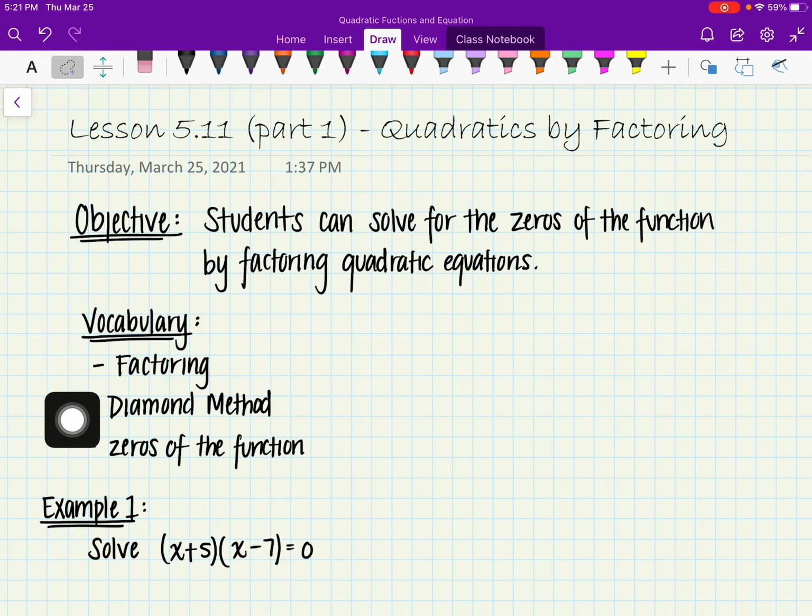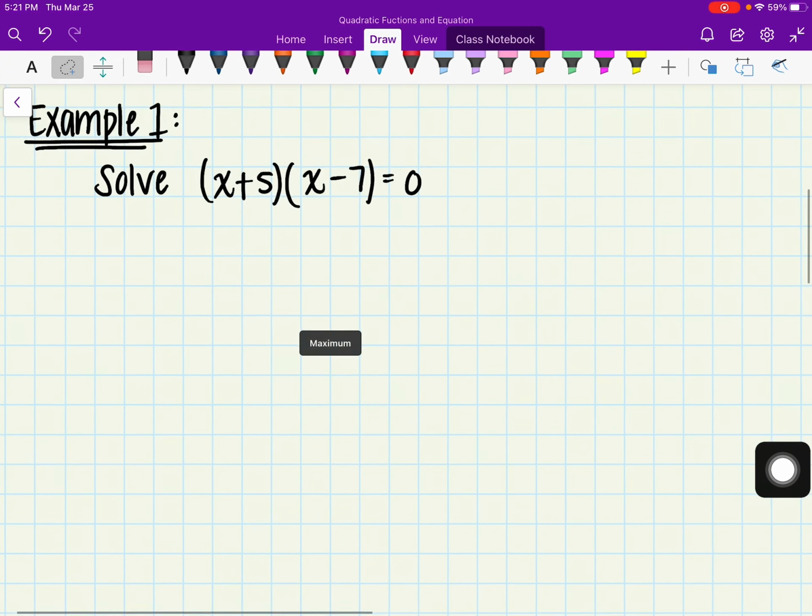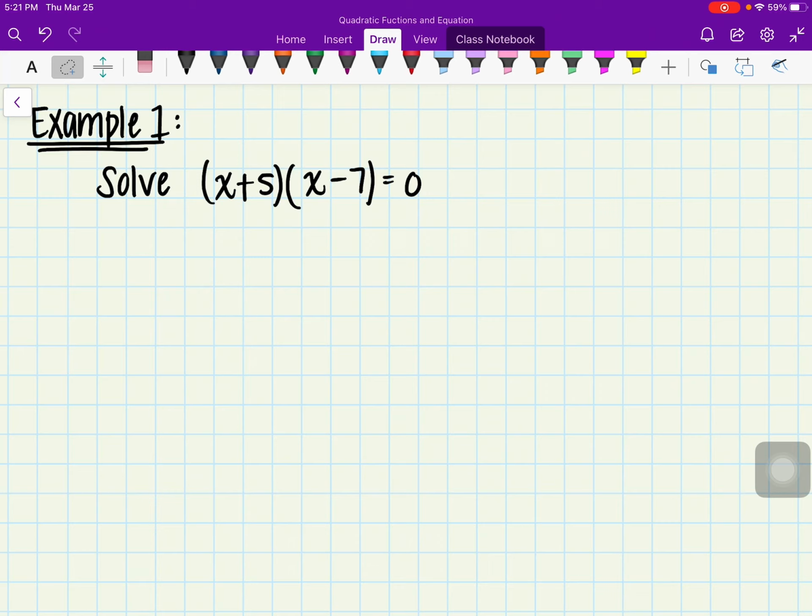A few of our vocab terms are factoring, diamond method, and zeros of the function. So let's go ahead and start here, guys, with example number 1. Example number 1, we actually have a quadratic equation that's in factored form. We saw factored form a couple weeks ago, and in this case, our goal is to solve for the zeros of the function. In this case, we want to solve for x.